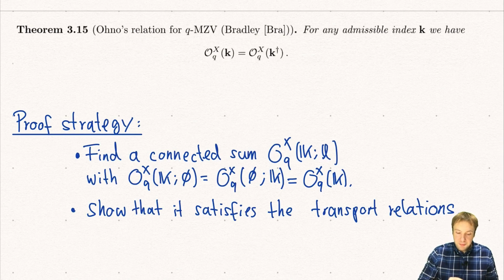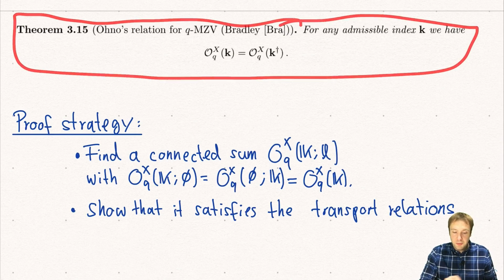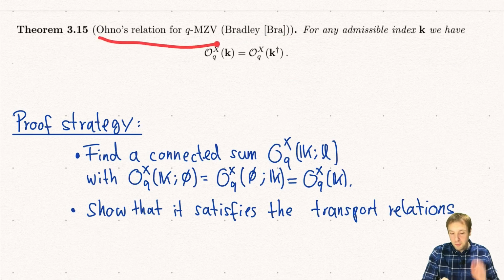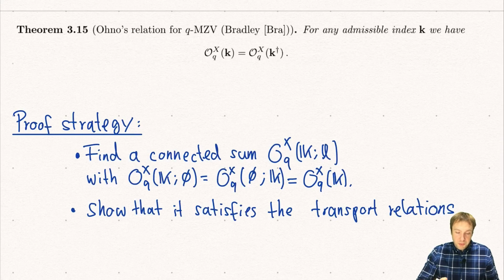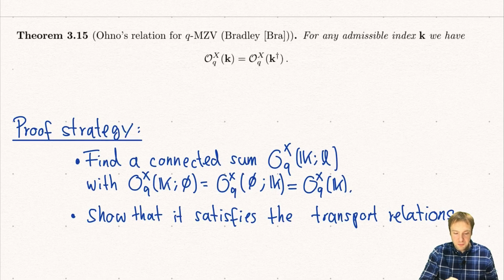Okay, so let's find this connected sum. This relation here was first proven by Bradley using the q-polylogarithm, but the proof we will show now is due to Seki and Yamamoto, and I think it's a much nicer proof than the original proof.